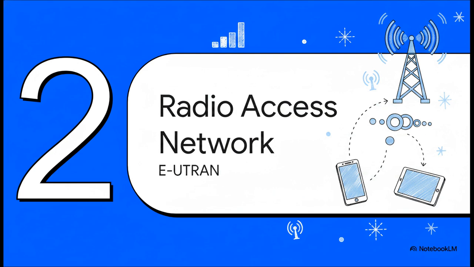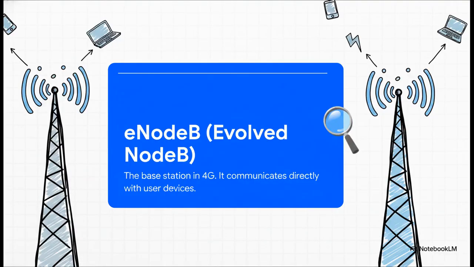So let's zoom in on that first part, the EUTRAN, or the Radio Access Network. This is the piece of the puzzle that we're all interacting with every single day, probably without even thinking about it. And the star of this radio network is something called the eNode B. Now, that's a technical name, but it's really just the official term for a 4G base station, what you and I would call a cell tower.